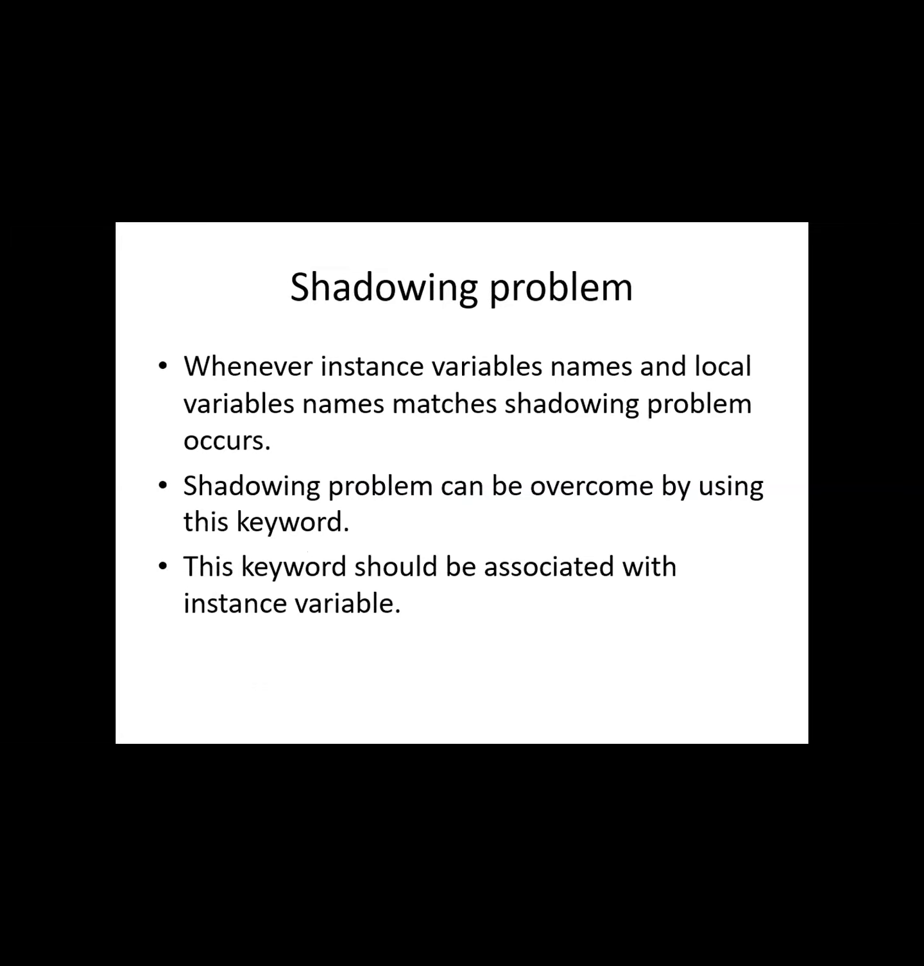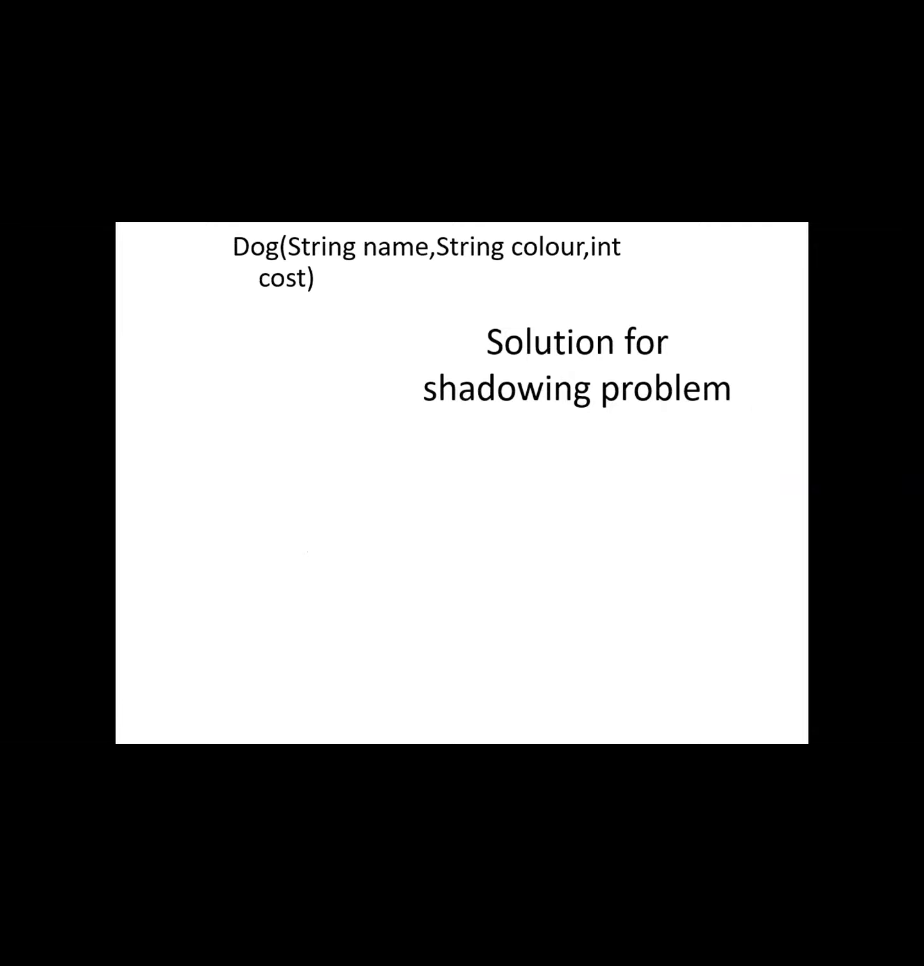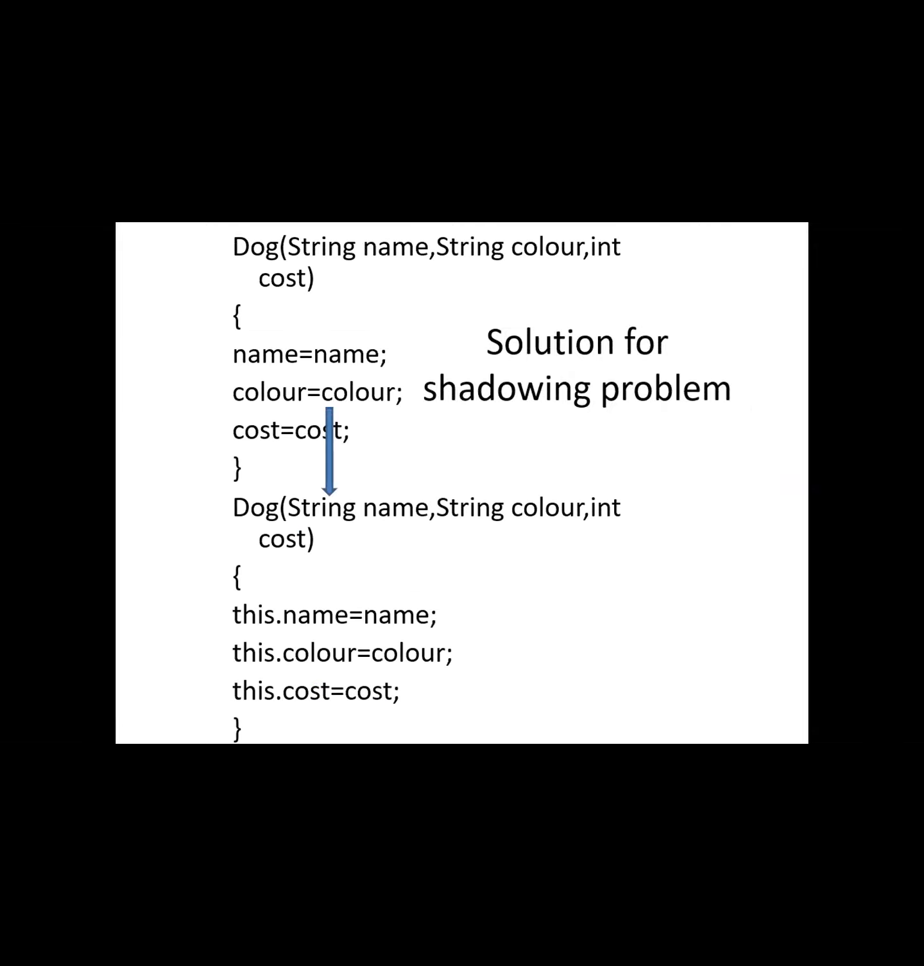We should use the this keyword so that instance variables will be differentiated from local variables. So for which one will we use the this keyword? Instance variables. The solution for the shadowing problem is nothing but this. Okay. And this is the very first program in today's class, where I have created an object with 0 parameters, and I have not included any constructor within that.